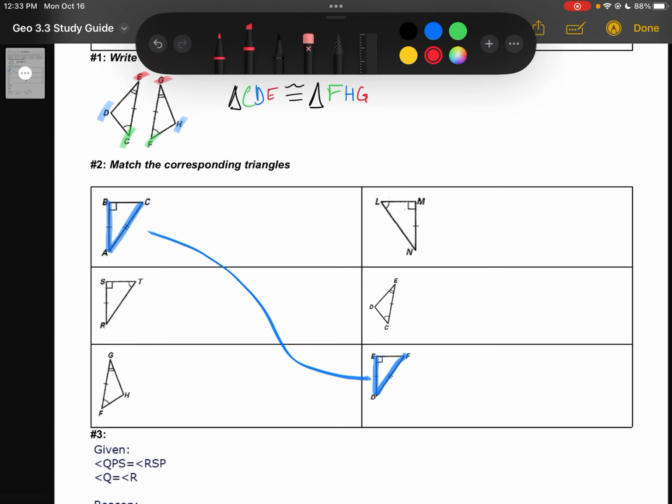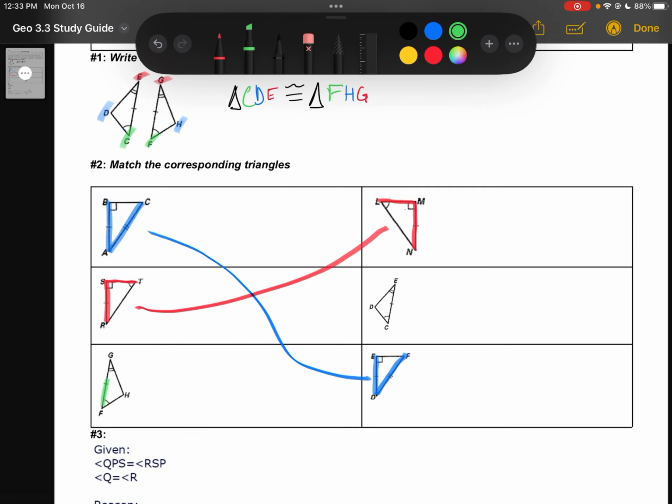For the second one, kind of similar. We go from one angle that's congruent to a right angle to a side that's congruent. So an angle that's congruent to a right angle to a side that's congruent. So even though these don't face in the same direction, they have the same markings in the same order. So as long as that is the case, then we know that they are congruent triangles.